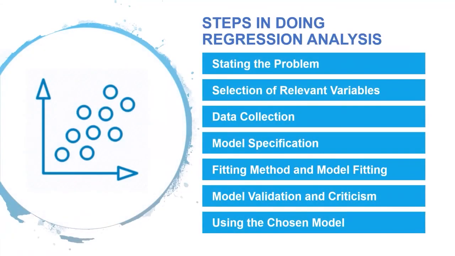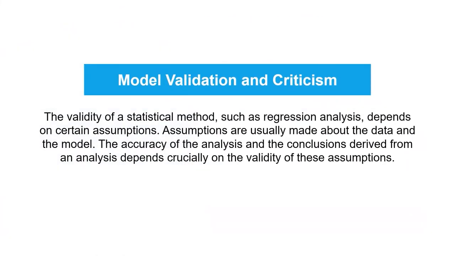The sixth step is model criticism and selection. The validity of a statistical method, such as regression analysis, depends on certain assumptions. Assumptions are usually made about the data and the model. The accuracy of the analysis and the conclusions derived from an analysis depends crucially on the validity of these assumptions. Before using regression equations for any purpose, we first need to determine whether the specified assumptions hold.